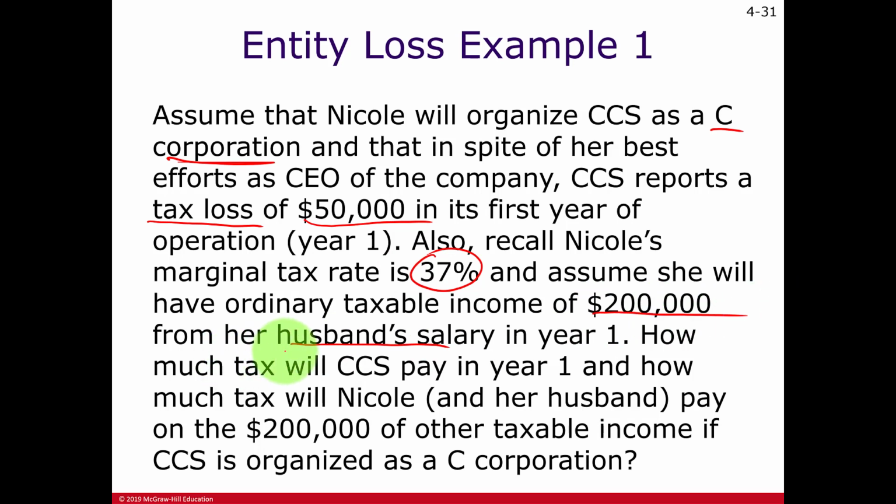So how much tax will CCS pay in this first year of business? And also how much tax will Nicole and her husband pay on their income? That's Nicole's husband's 200,000 and any income coming from CCS or any loss.